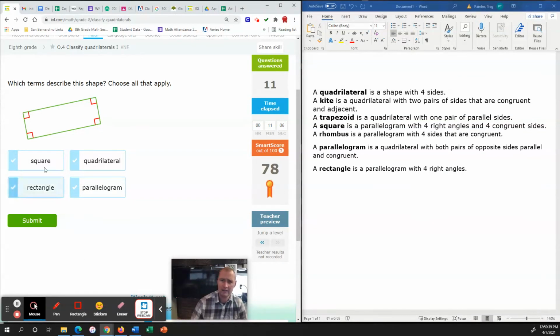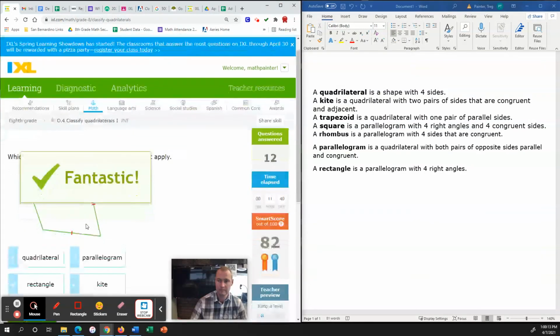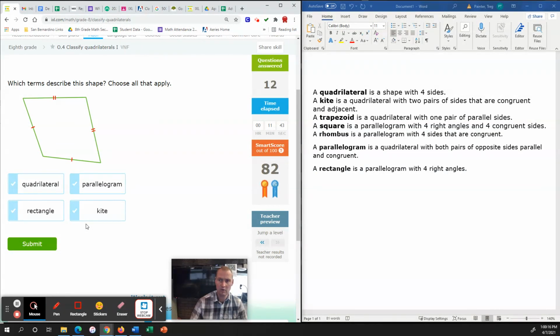All right, one more question. We're almost to 80. Which terms describe the shape? Choose all that apply. It can't be a square because all four sides are not equal. It is a quadrilateral because it's a shape with four sides. It is a rectangle because it has four right angles. And a rectangle, because it's a parallelogram with four right angles, is also a parallelogram, which is a quadrilateral with both pairs of opposite sides parallel and congruent. All right, this takes us to a SMART score of 82.